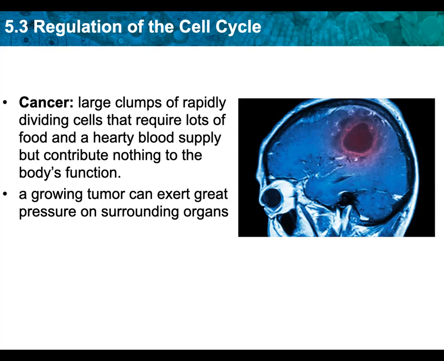So a growing tumor can exert pressure on the organs. And so the brain tumor will put pressure against the brain. So one of the signs of brain cancer is a headache all the time, like a really, really bad headache, because the tumor is pressing against your brain and you feel it as a headache.